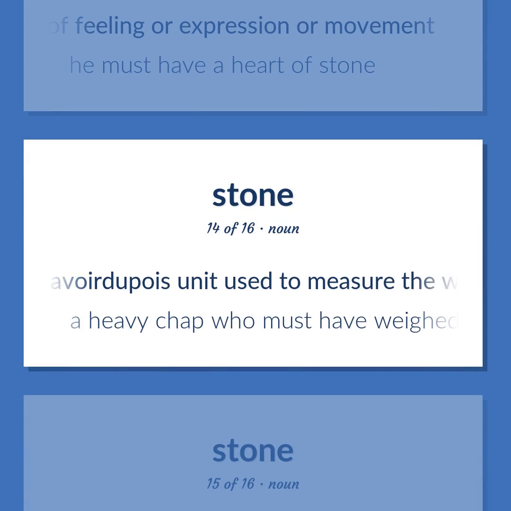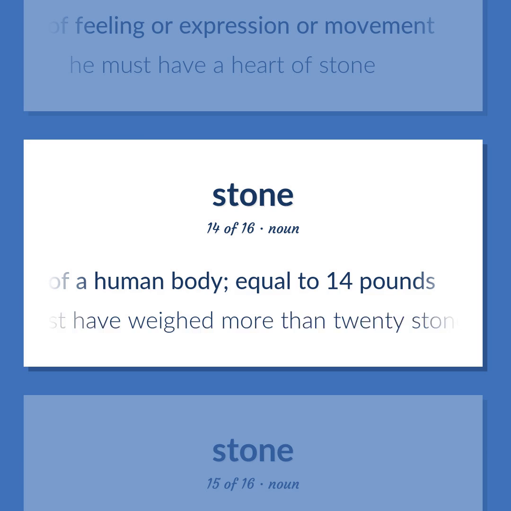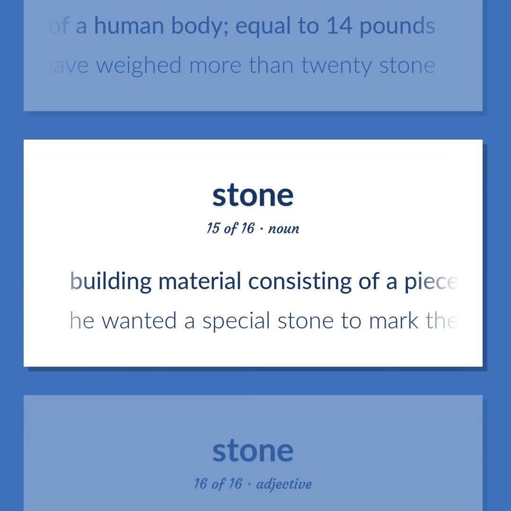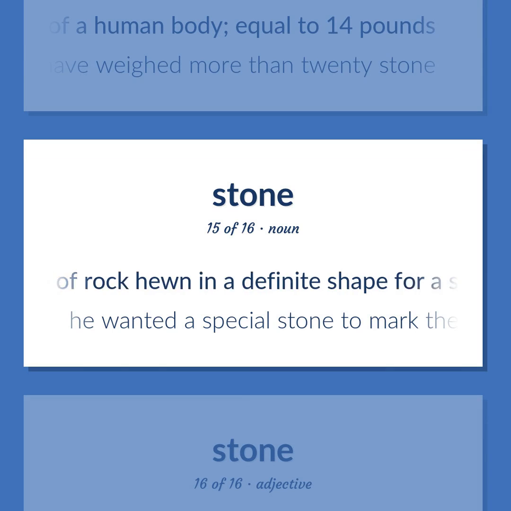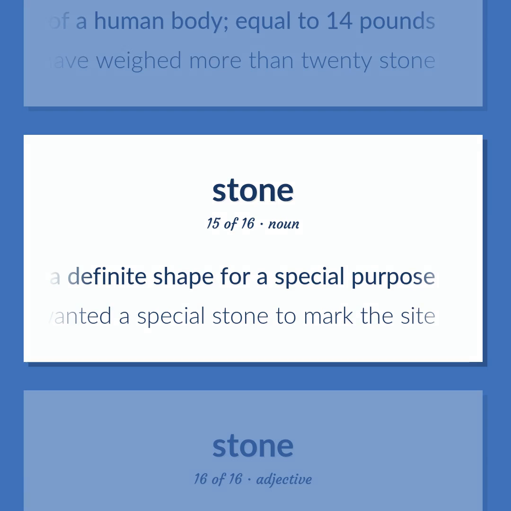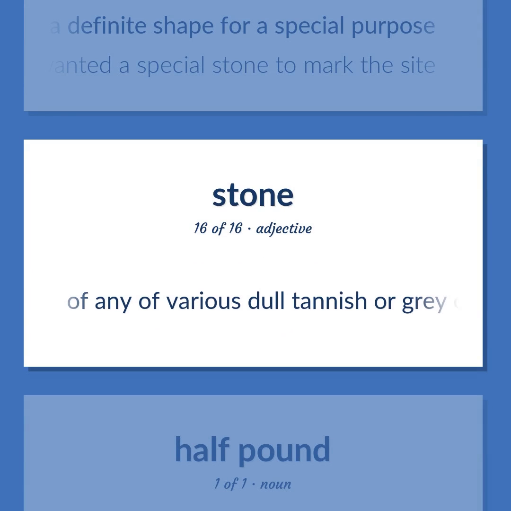An avoirdupois unit used to measure the weight of a human body, equal to 14 pounds. A heavy chap who must have weighed more than 20 stone. Building material consisting of a piece of rock hewn in a definite shape for a special purpose. He wanted a special stone to mark the site. Of any of various dull tannish or gray colors.